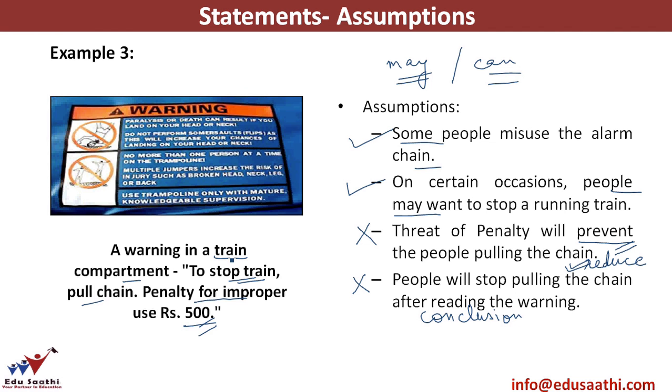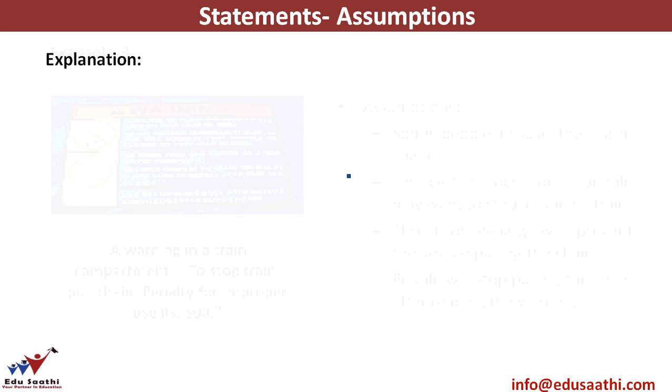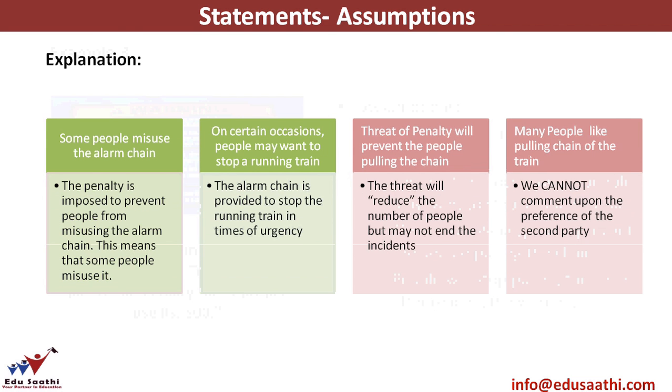But while putting this warning, the railway would have assumed these two things: that yes, people do need to stop the train sometimes in case of emergency, but in case someone is using it improperly, then there should be a fine. So it means some people do misuse the alarm. Okay, so I hope you are able to get what assumptions are and how to find them. You have to find the thought behind the speaker or the writer. Let's take another example. This is the explanation for the question. You can just pause the video and read it.